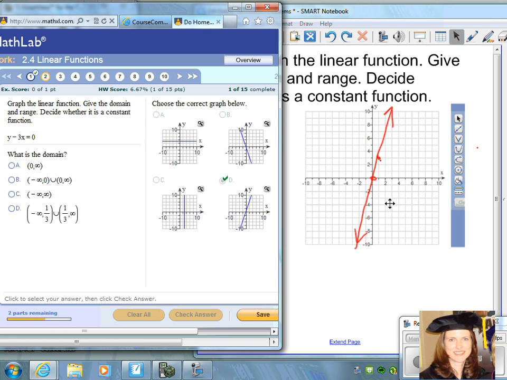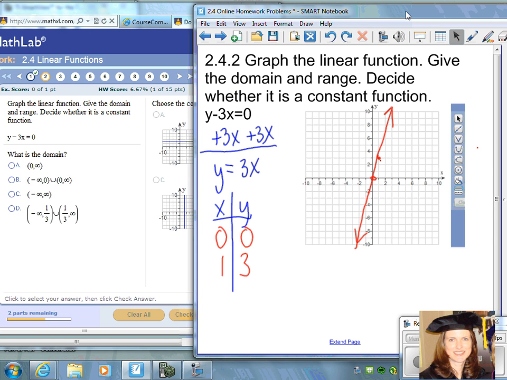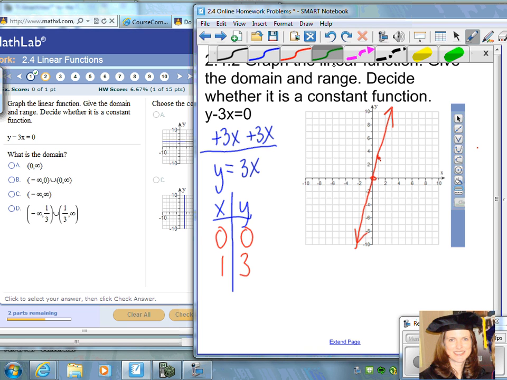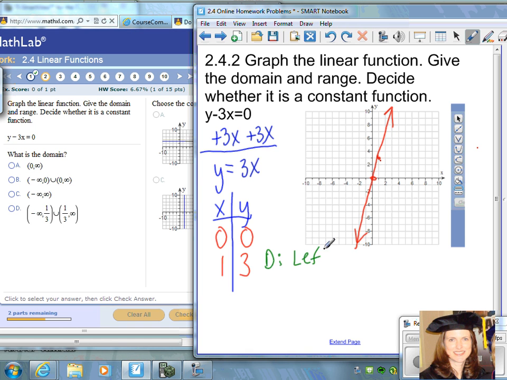The domain, when we talk about the domain, it's all the values from the left to the right. The domain is, I'm going to use D for domain. We think about left to right.